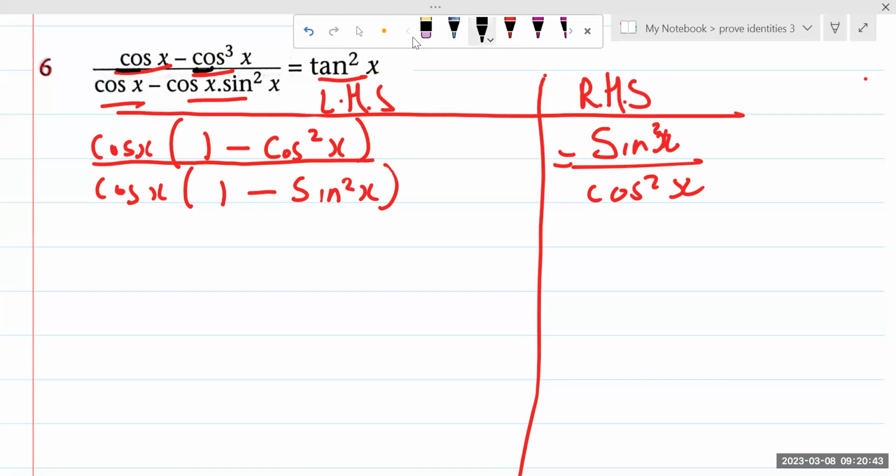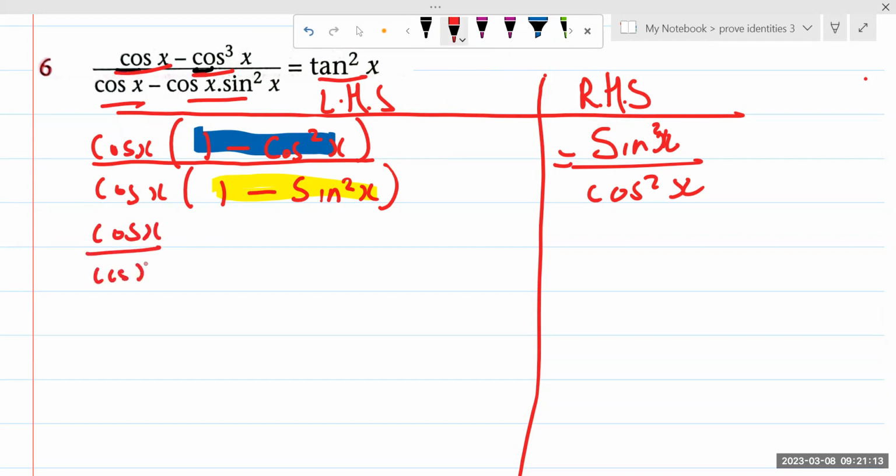But before we do that, what is this thing here? 1 minus cos squared x. What is it? Sine squared x is an identity. Yes, so we come and say we are going to write that. And then what is this here? It's also an identity. Yes. So we have cos x all over cos x.